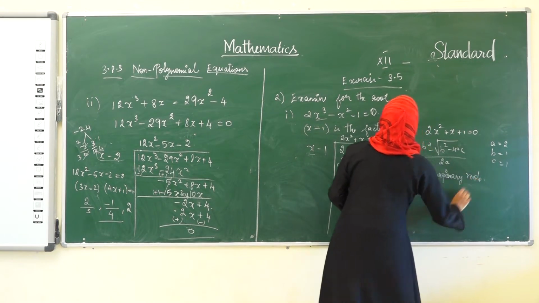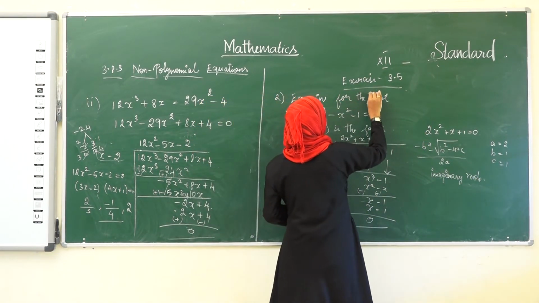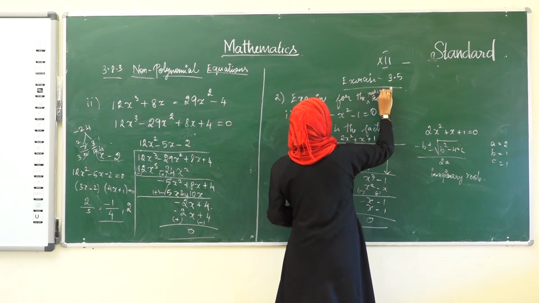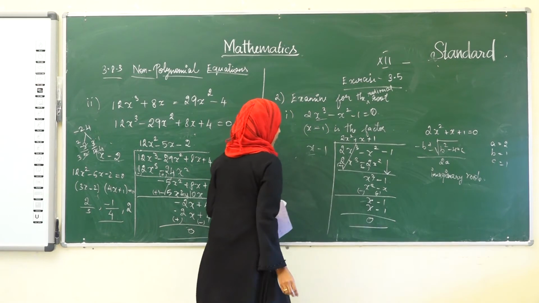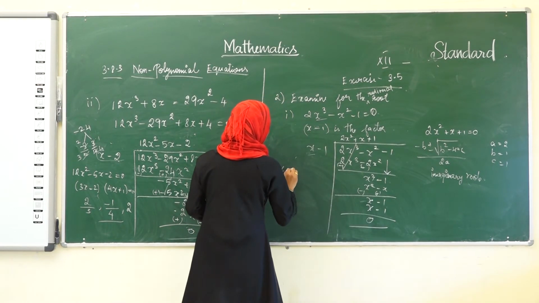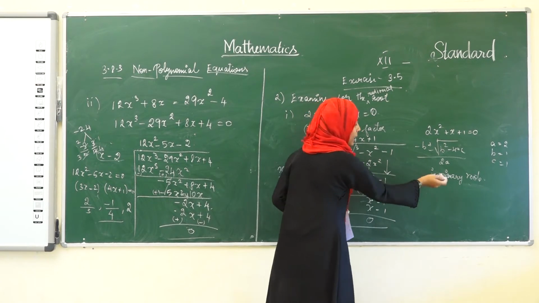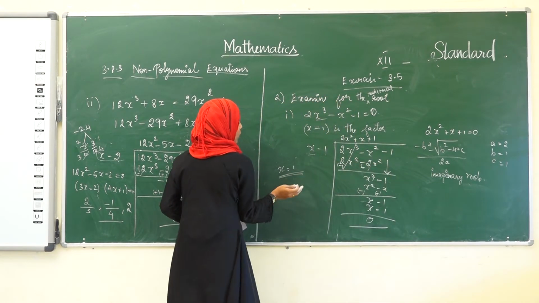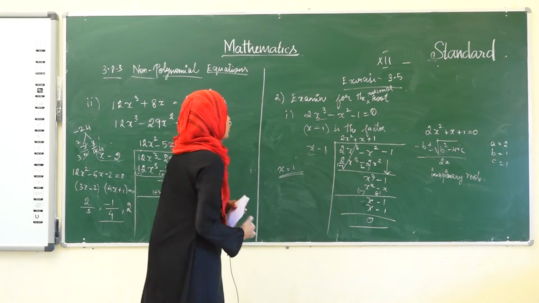But the question is, we are going to find only the rational roots. Examine for the rational roots. We have to find only the rational roots if there are any. So, here only x is equal to 1 will be the only root. These are imaginary roots. Therefore, we are neglecting this. The only rational root of this given equation is x is equal to 1.